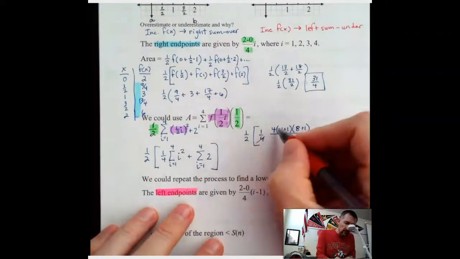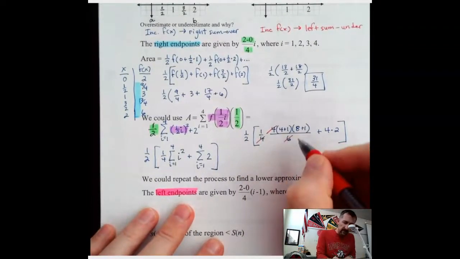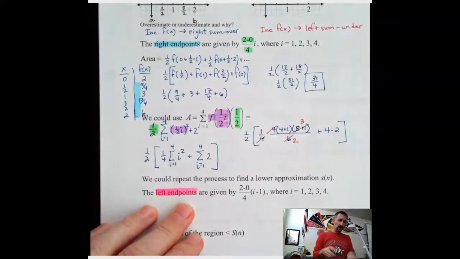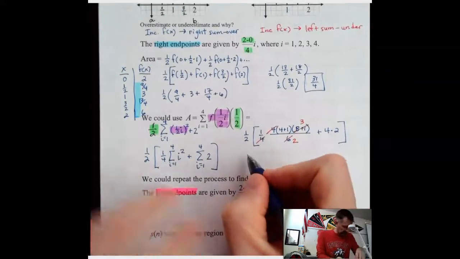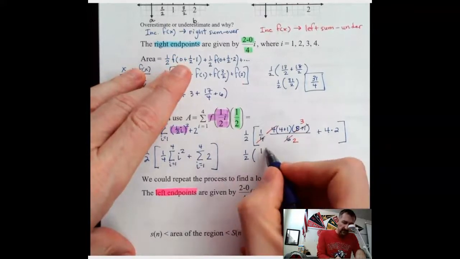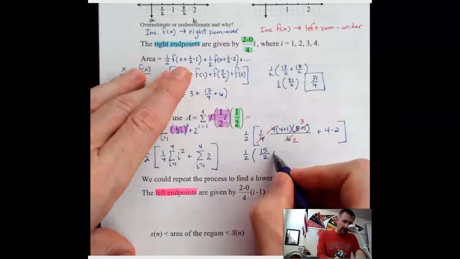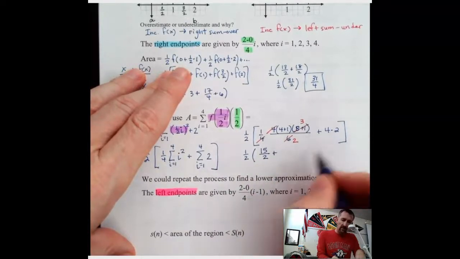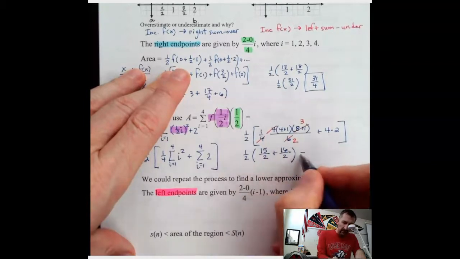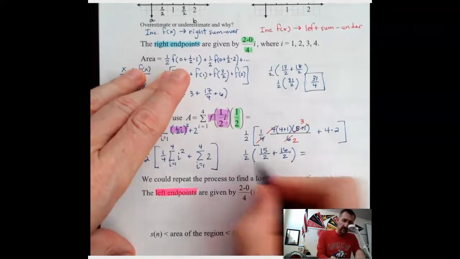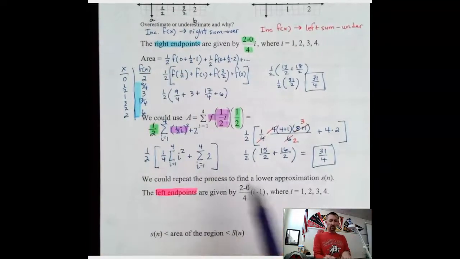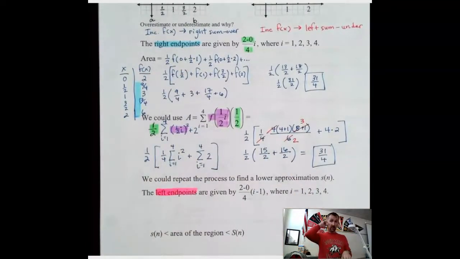So these 4's cancel out. 3 goes into here twice. 3 goes into 9 3 times. Okay. So where does that leave us? 1/2. 5 times 3 is 15 over 2 plus 8 over 1. So I want to get a common denominator here. So 8 over 1 is 16 over 2. And that's 31 over 2. So that's 31 over 4. So this shows that the formulas work for the manual work that we did right there.